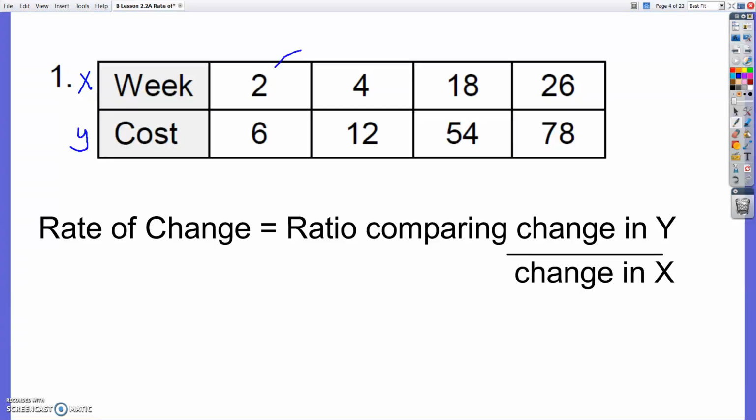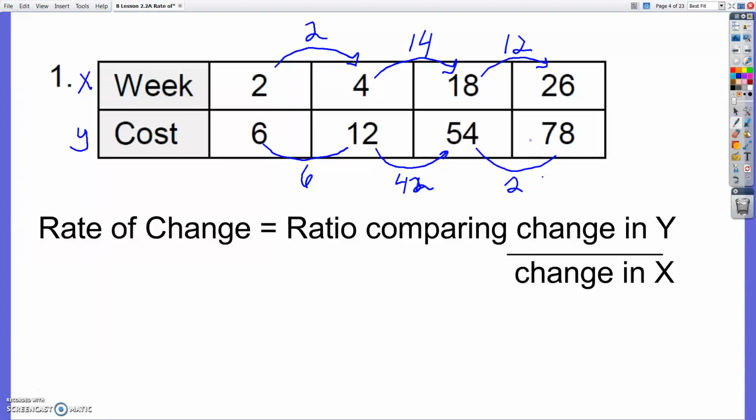Now I'm looking for the change, I'm looking for the difference. So the change from 4 to 2 is just 2, and the change from 6 to 12 is 6. Now let's look here. The change from 4 to 18, that is 14. The change from 12 to 54 is 42. And finally, the change from 18 to 26 is 12. And the change from 54 to 78 is 28.